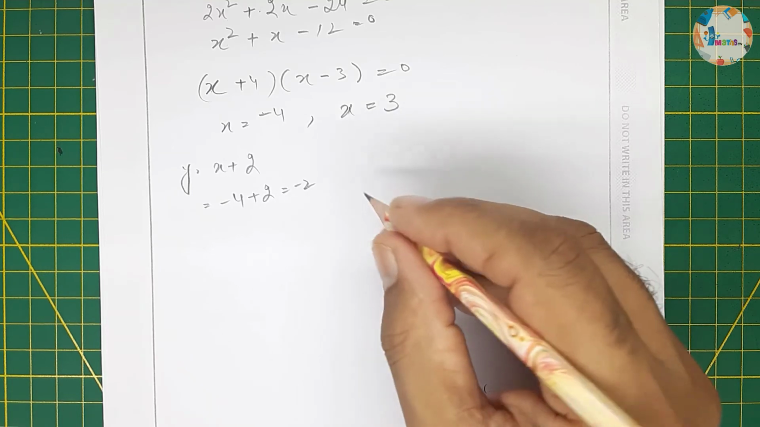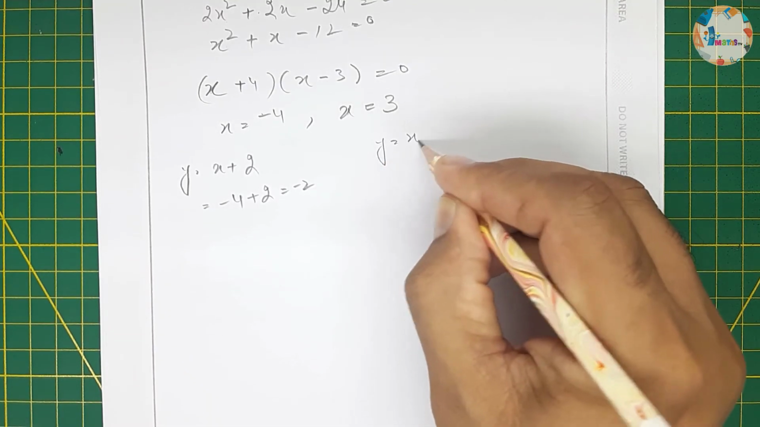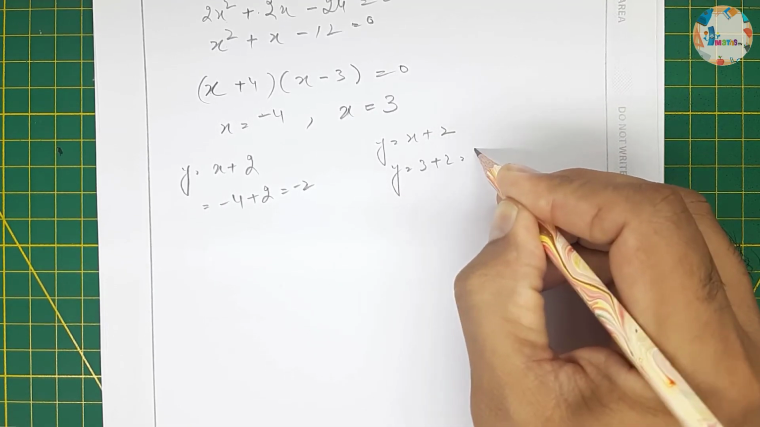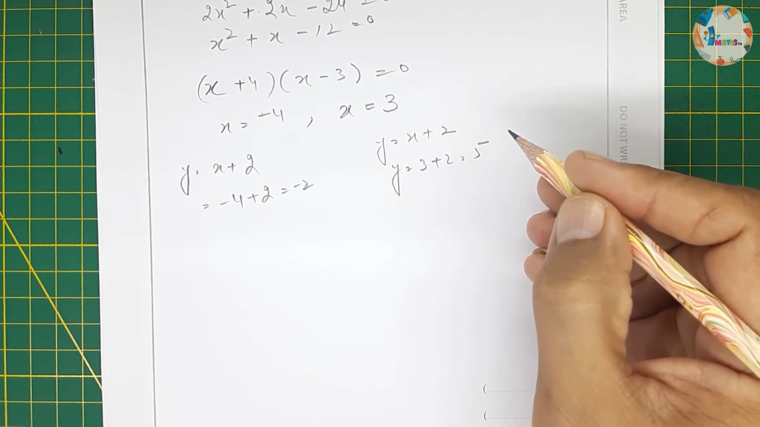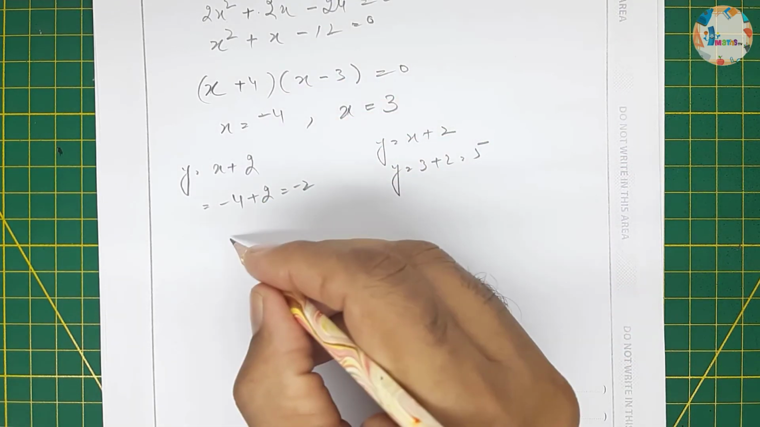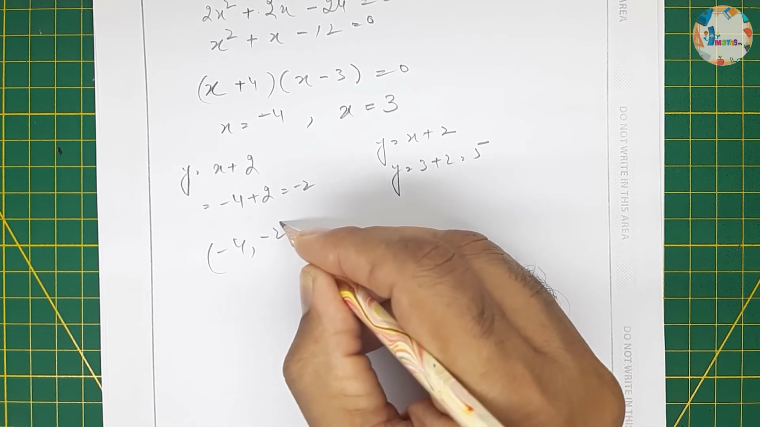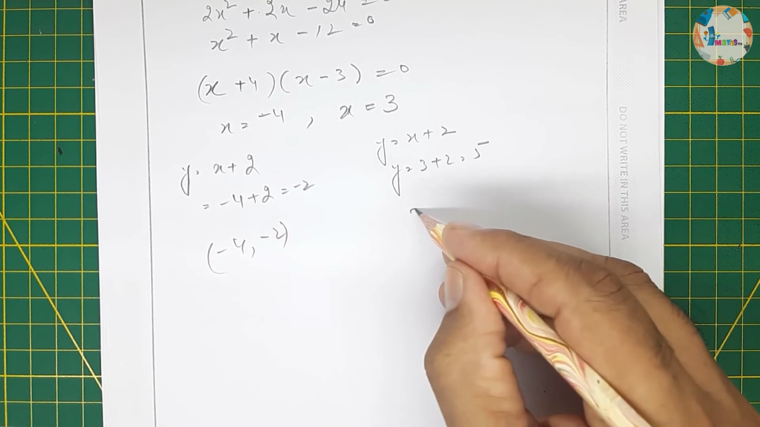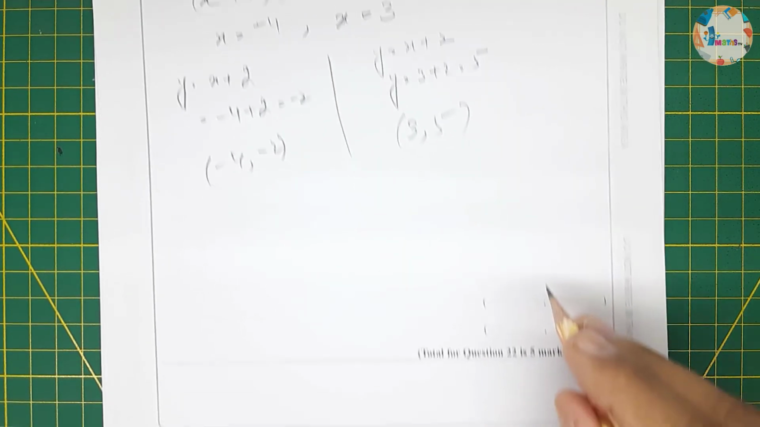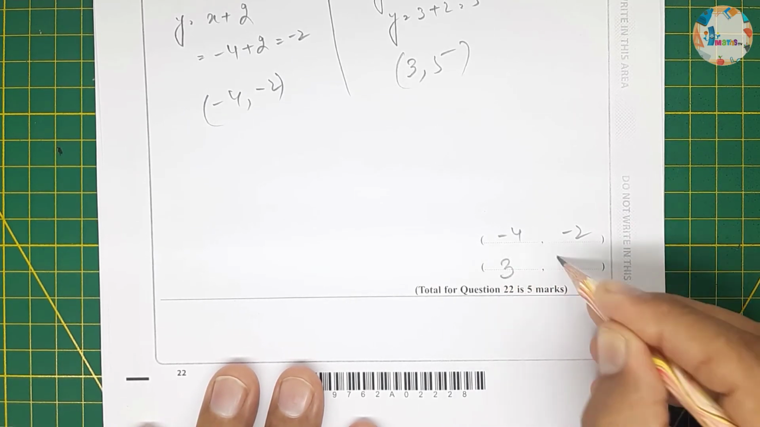And for example, when we shift this, x is equal to 3, y is equal to x plus 2, so y will be equal to 3 plus 2, which is equal to 5. So these are the two values. The points will be minus 4 and minus 2, this one, and the second point will be 3 and 5. We can write these points over here, minus 4 and minus 2, 3 and 5.